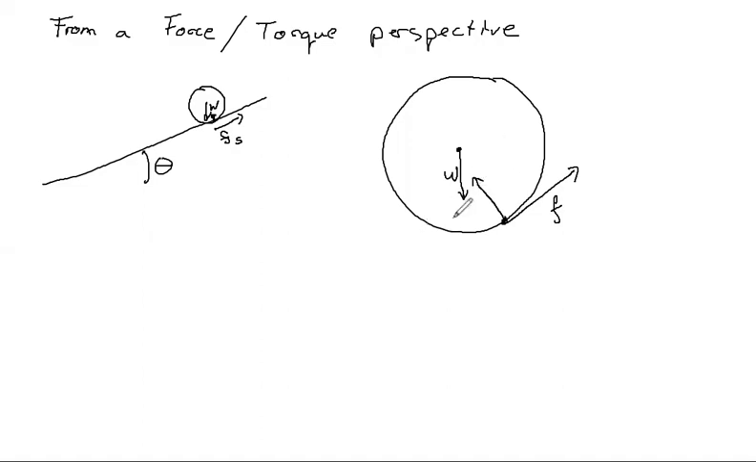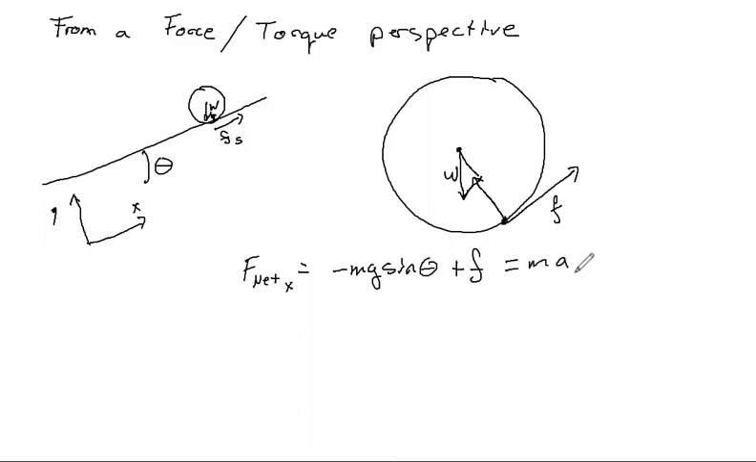Well, we're still going to choose X and Y in the same direction. So we're going to choose X to be up the ramp, and Y to be perpendicular, in which case we want to break the weight into components parallel and perpendicular as before. So F net in the X direction is going to be minus mg sine theta coming from the weight. And then I'm also going to have a positive force coming from the friction, because up the ramp is what I'm calling positive. And that should equal the mass times acceleration in the X direction.